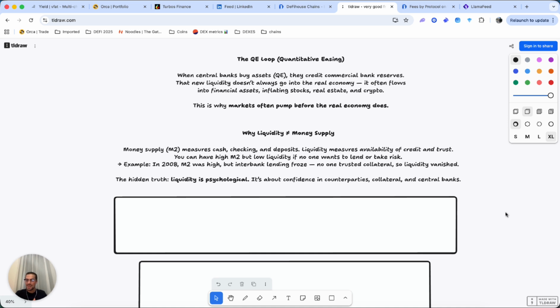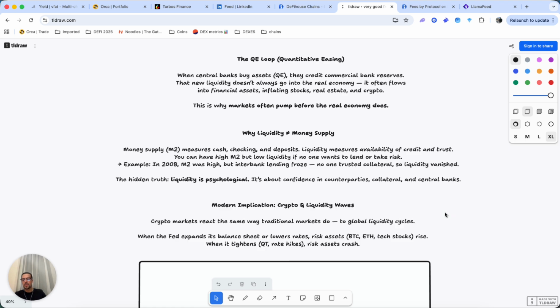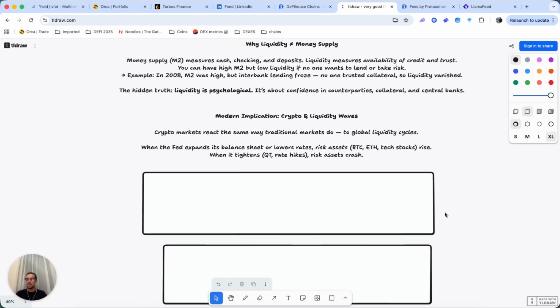So the hidden truth is that liquidity is psychological. It's about confidence in counterparties, collateral, and central banks. It's all running pretty much on thin air with just trust and confidence. And that's why the US dollar bill says, in God we trust, right? Because it's just a massive, massive scam from the general perspective. Of course, it's very interesting and very nicely engineered when you study it, but at the same time, from a high-level perspective, this is just massive nonsense if you really think about it.